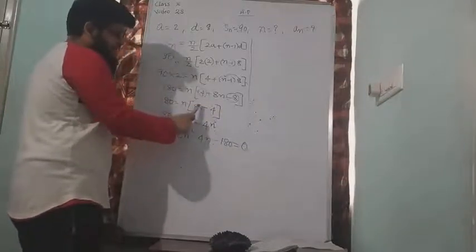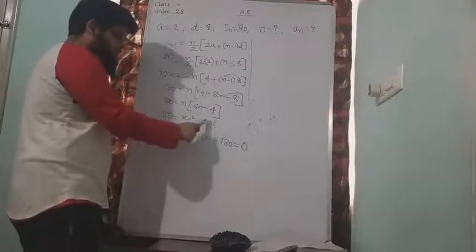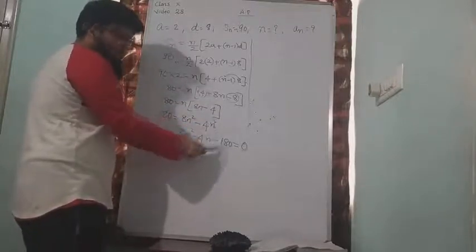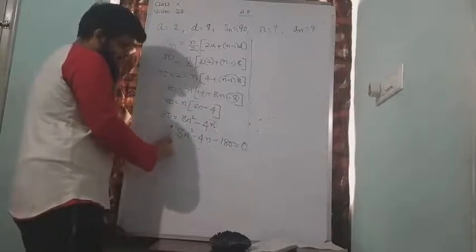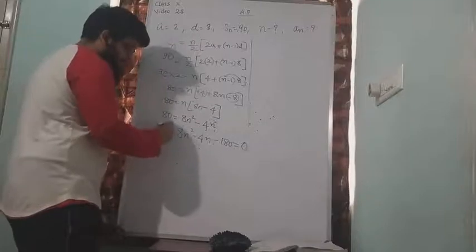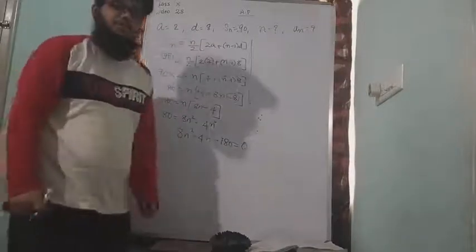180 is equal to n into 8n. 8n square minus n into 4 will be 4n. 8n square minus 4n plus 180 on taking to the other side becomes minus 180. Is equal to, there is nothing here, so is equal to 0 will be remaining. Now instead of writing is equal to 0 here, it could also be written on the other side of the equation.